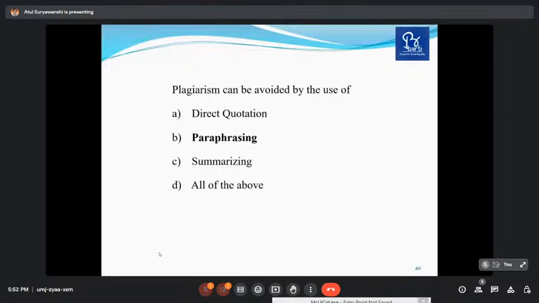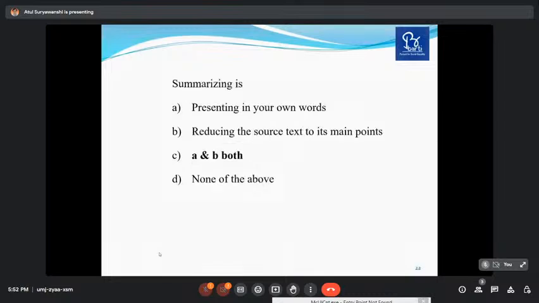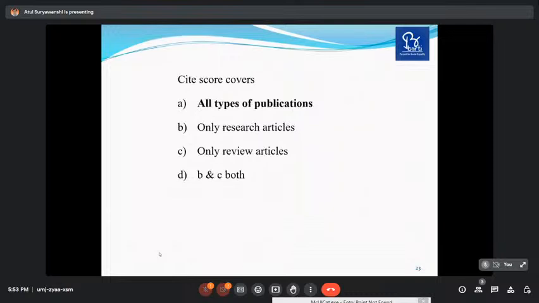The next question in the series is summarizing. So what is summarizing? Summarizing is presenting in your own words and reducing the source to its main point. So summarizing is both A and B. Presenting the matter in our own words and reducing the source text to its main point is summarizing. We have to abbreviate the given passage in our own words. That's a summary. The next: the site code covers all types of publications.